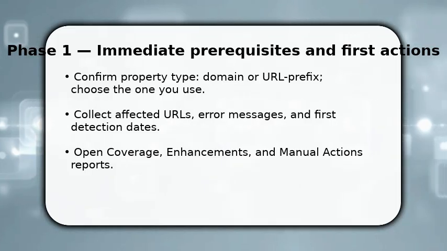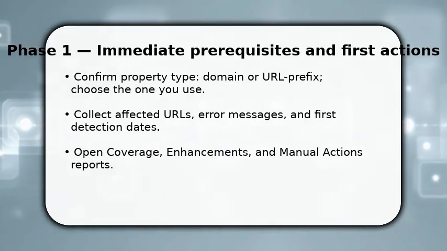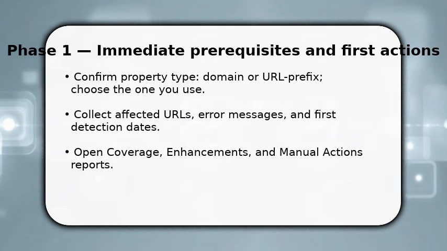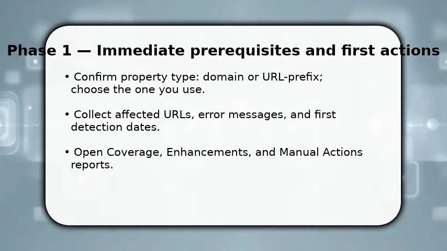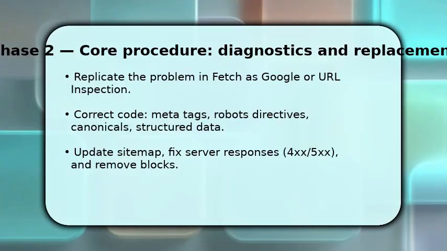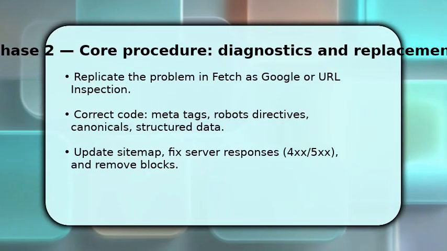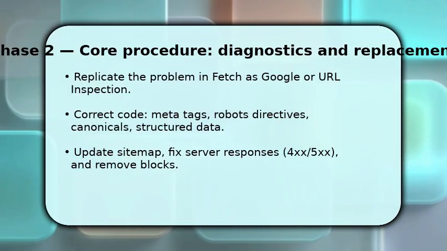While collecting data, keep the sitemap and robots.txt in view, so you can immediately cross-check blocking or sitemap omissions. You now replicate each error with the URL inspection tool to see live crawl details.